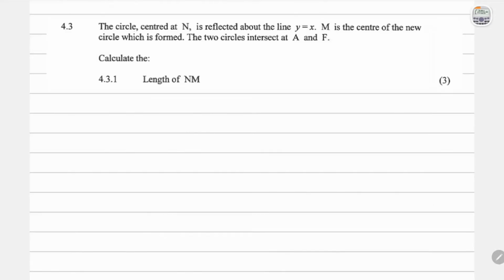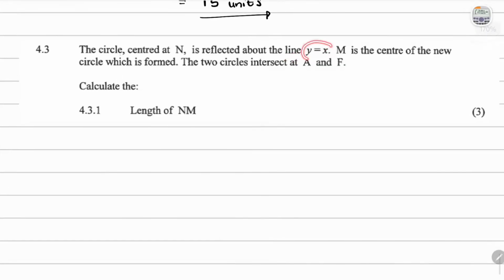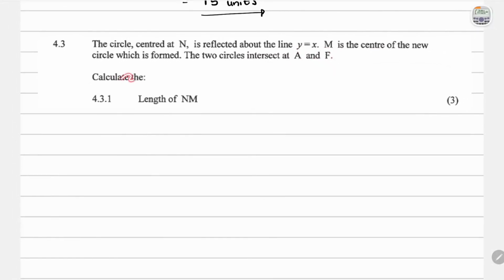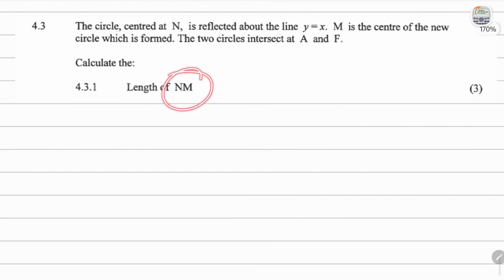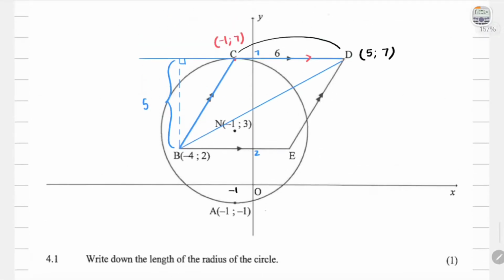Question 4.3 says, the circle centered at N is reflected about the line y equals x. Okay, so this becomes the inverse of that circle. M is the center of the new circle which is formed. The two circles intersect at A and F. So keep that in mind. And they wanted to calculate the length of 4.3.1, NM. So to find NM, we just really need N and M. We know that M is the center of the new circle which is formed.